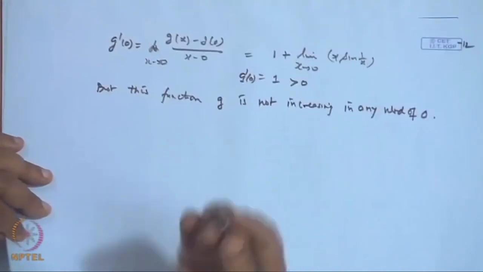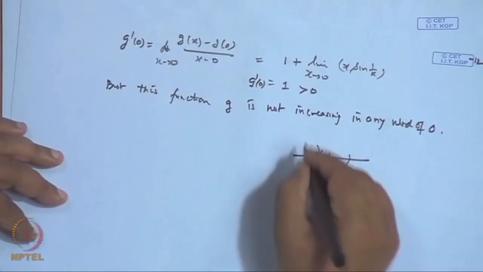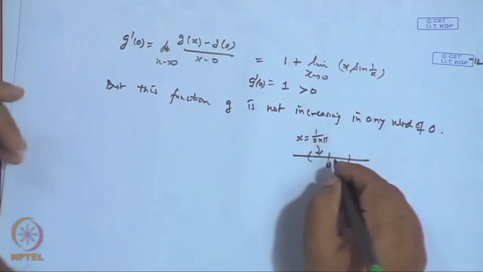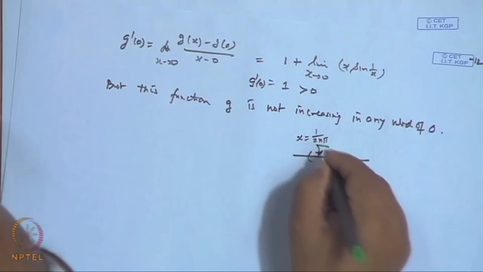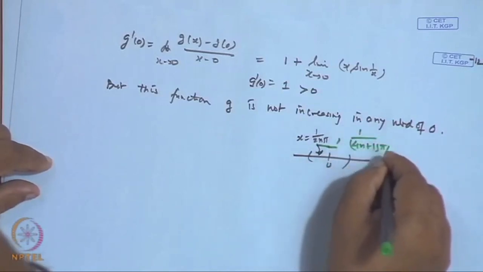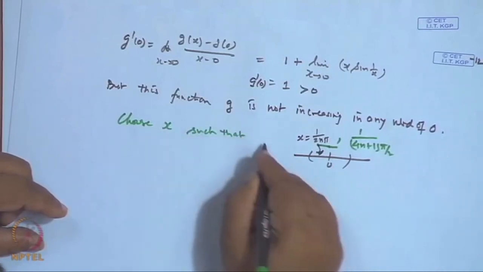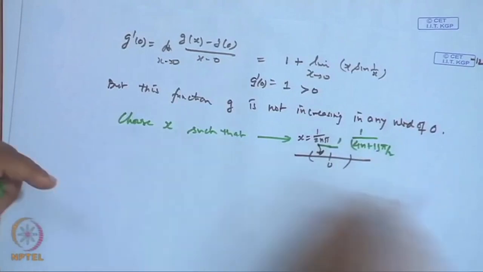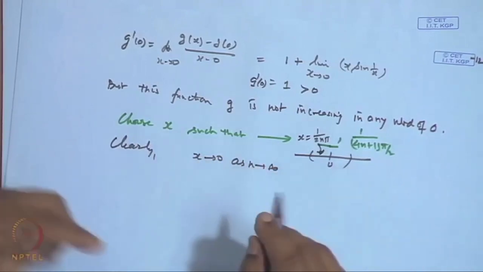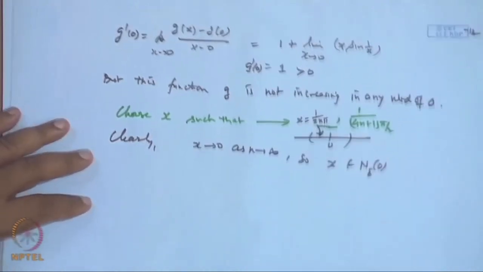It cannot be. This can be seen easily. Suppose this is the neighborhood of 0. Consider the point, say here, x equal to 1 by 2n pi, and let us take another point, x equal to 1 by (4n plus 1) pi by 2. Now, choose x such that x is either this or this. Then x tends to 0 as n tends to infinity. So, these are points in the neighborhood of 0, with a suitable radius, say delta.